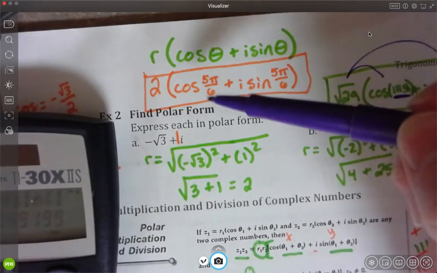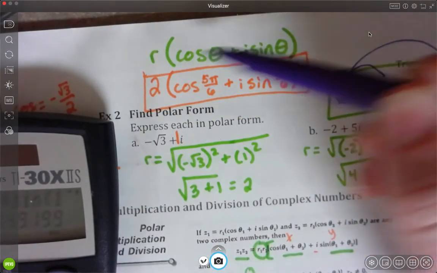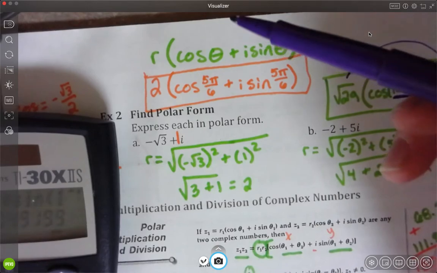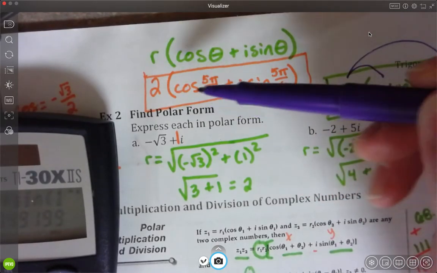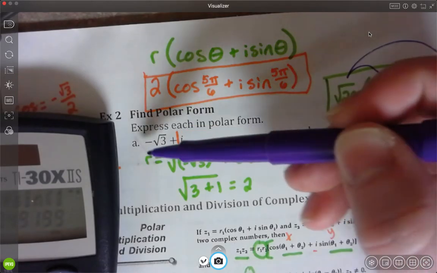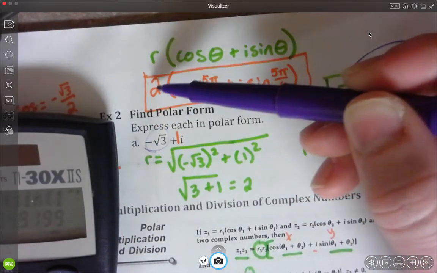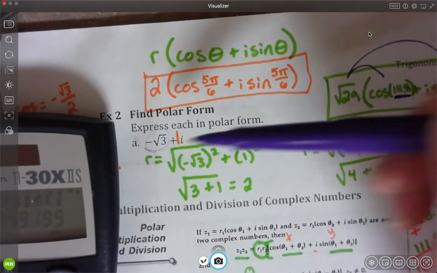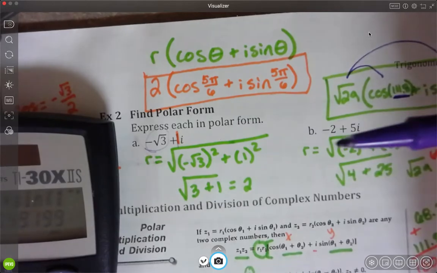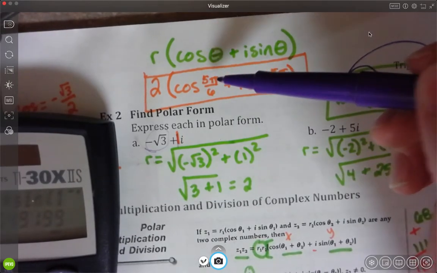So if we were to try to write this in rectangular form, we would take 2 times cosine of 5 pi over 6. That would give us negative square root of 3, and then 2 times sine of 5 pi over 6, and that would give us 1 here. And that's how we would switch from polar form to rectangular form.